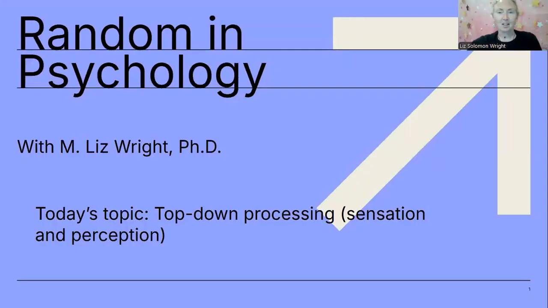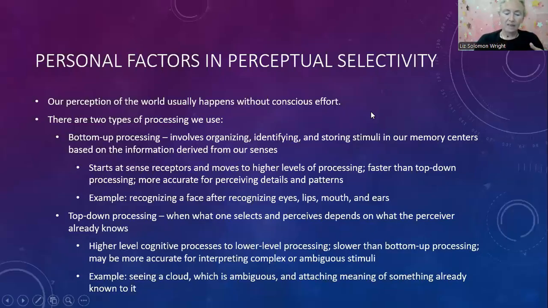Today for Random in Psychology, we are going to be talking about top-down processing, which is part of the sensation and perception area of general psychology. One thing that we want to think about as we're thinking about the two different types of processing is that our perception of the world usually happens without conscious effort.